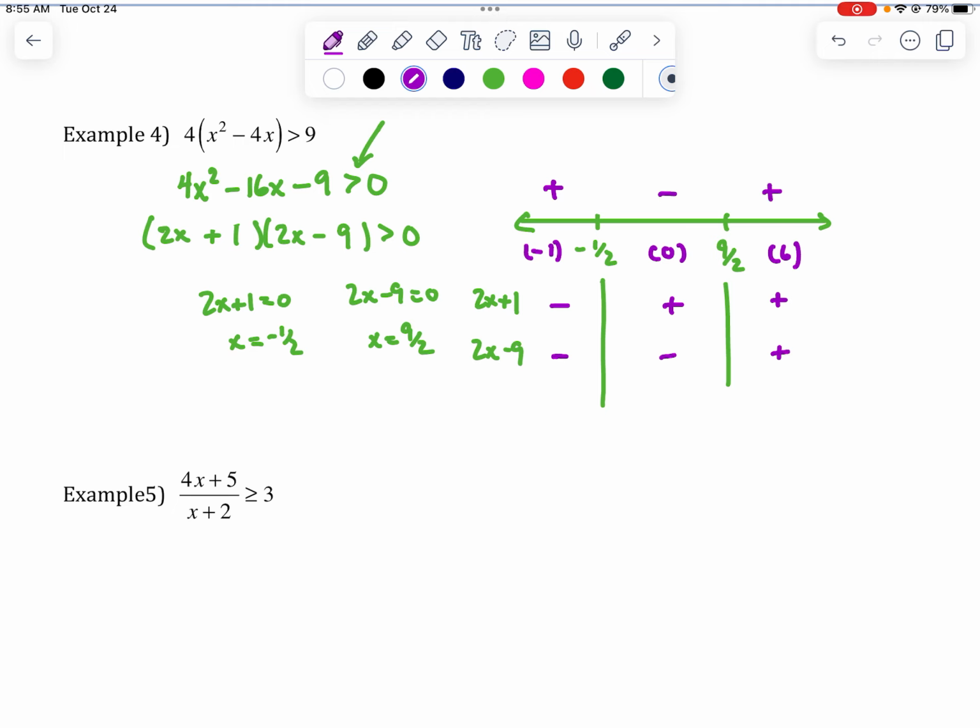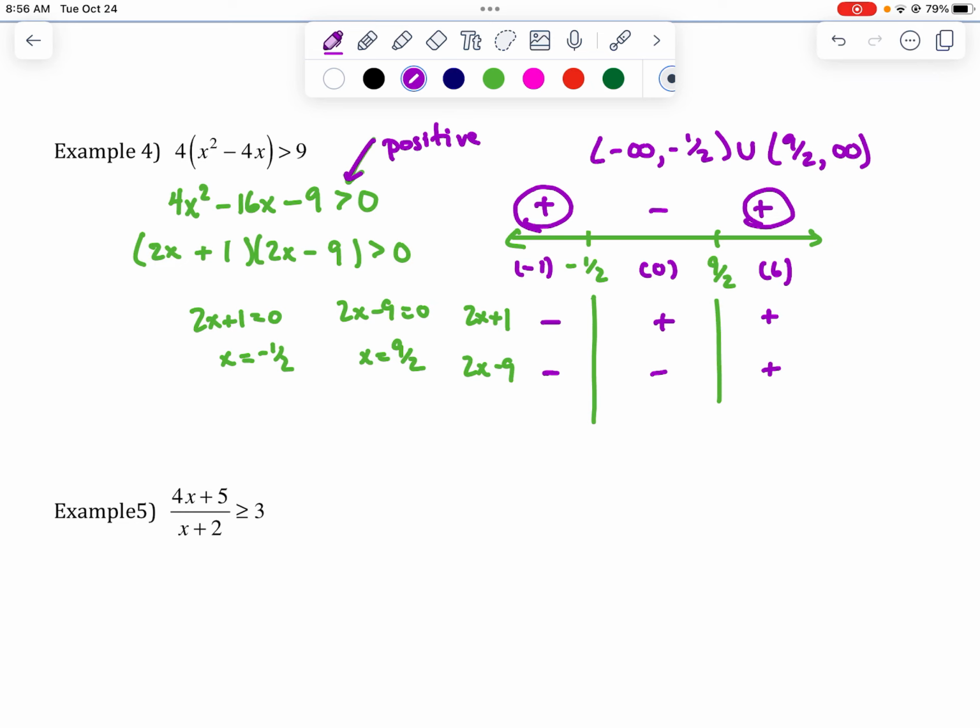And so again, I wanted to know when it was positive, because when is it greater than 0? So that's going to be here and here. So from negative infinity until I get to negative a half. And then from 9 halves to infinity. And again, I don't need to include the negative half and the 9 halves because in this case, I don't want to know when it equals 0. I just want to know when it's greater than 0.